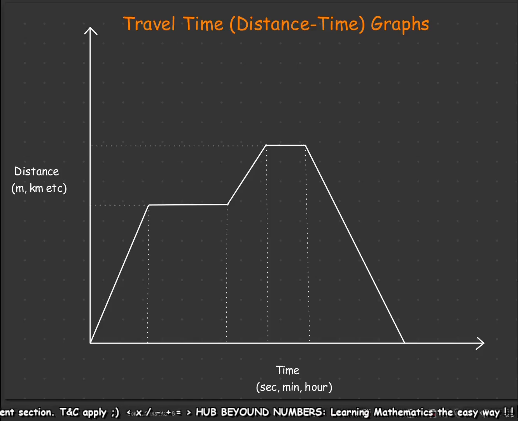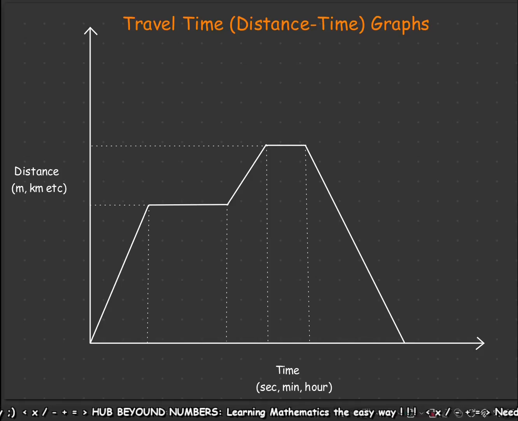In this lesson, we are looking at the travel time, also known as the distance time graph. And by the end of this lesson, you should be able to read and interpret a distance time graph. You'll be able to identify the periods that we have in them, and then describe generally using these appropriate vocabularies. Without much ado, let's quickly look into it.